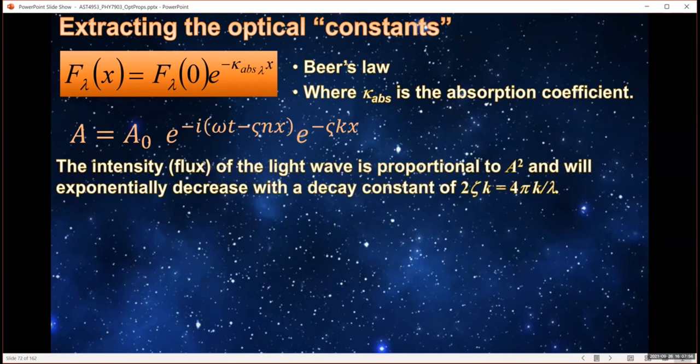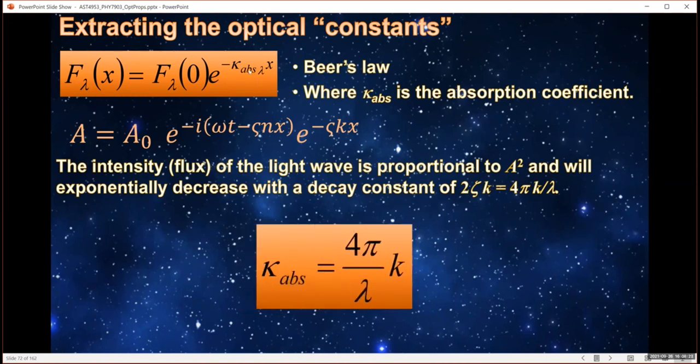Now remember that the intensity of the light wave is proportional to the amplitude squared. It's not just the amplitude, so we need to square this and put in an extra 2 in our equation. What we find is that this e to the minus zeta k x becomes e to the minus 2 zeta k x, and that's equal to e to the minus kappa abs x. And so kappa abs is equal to 4 pi over lambda times k. Remember, we've got this zeta k, which we multiply by 2 to get the squaring, and zeta is just 2 pi over lambda. So that gives 4 pi k over lambda, and this is how we get to this.